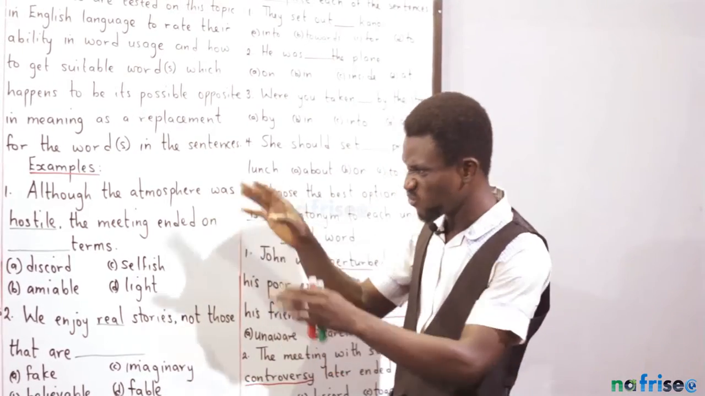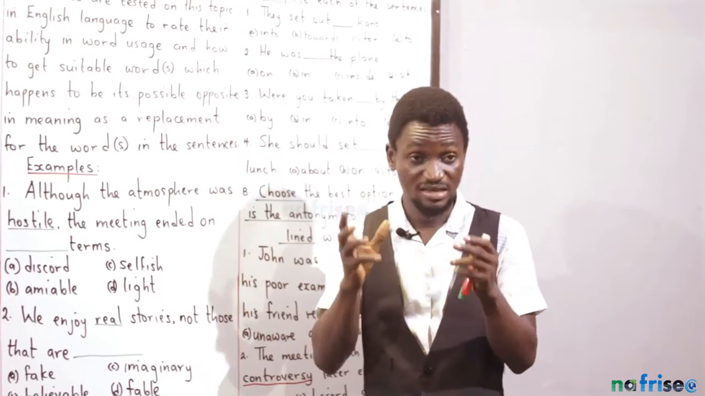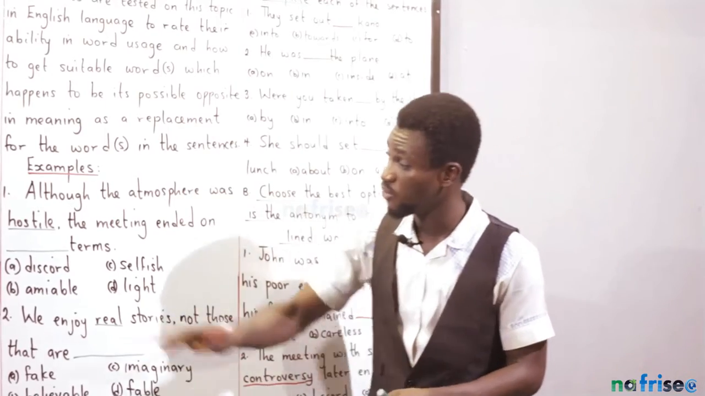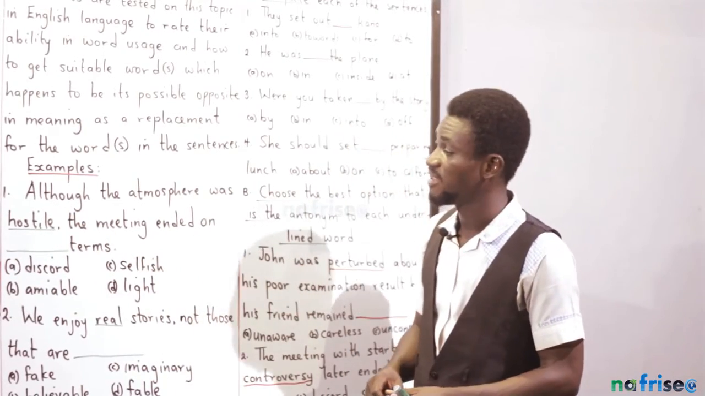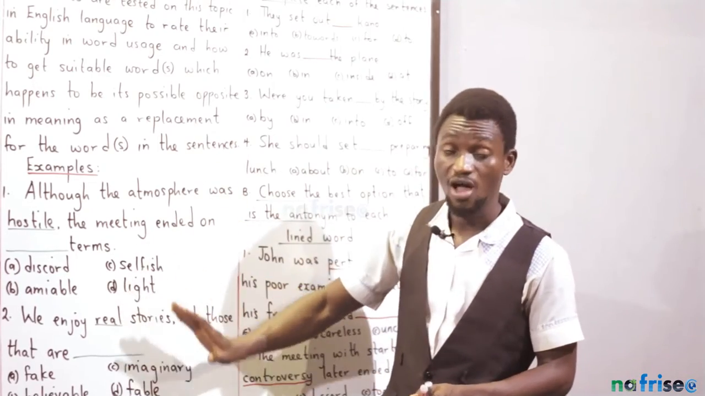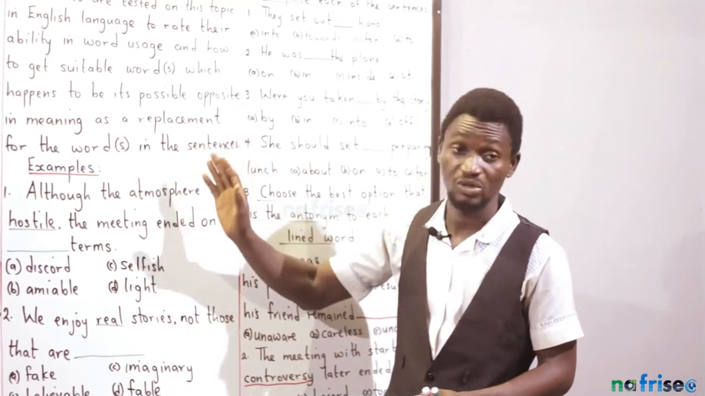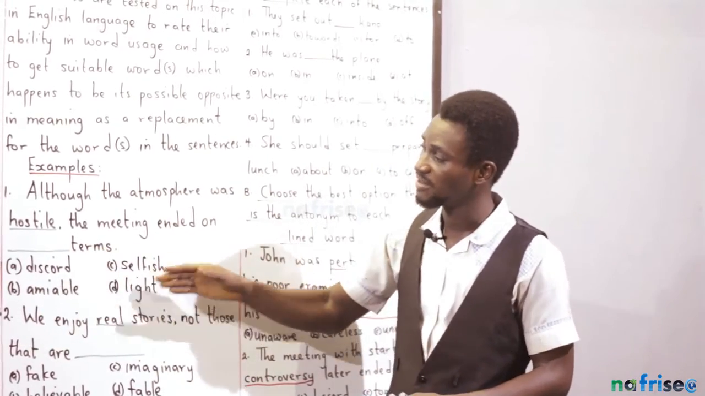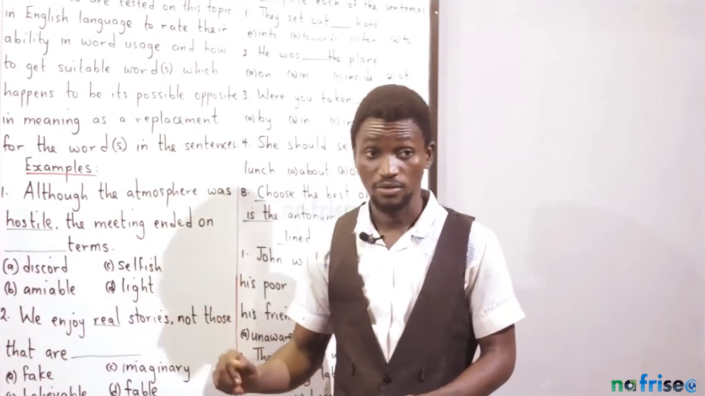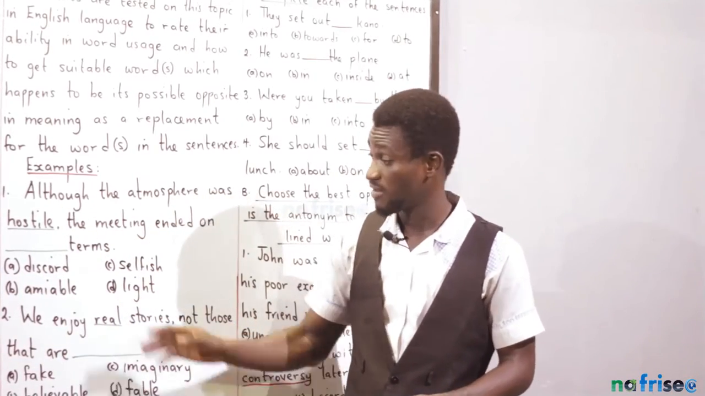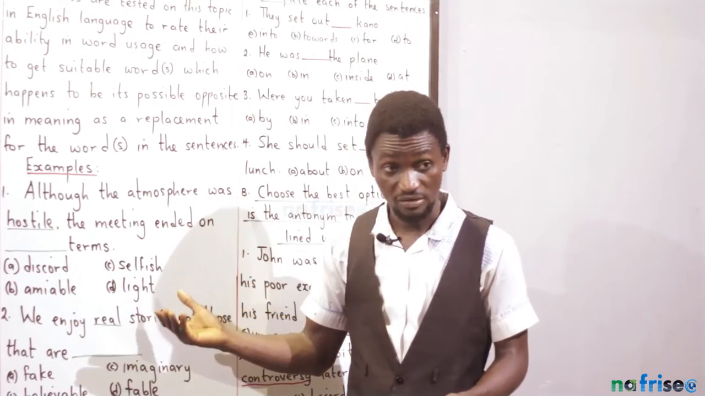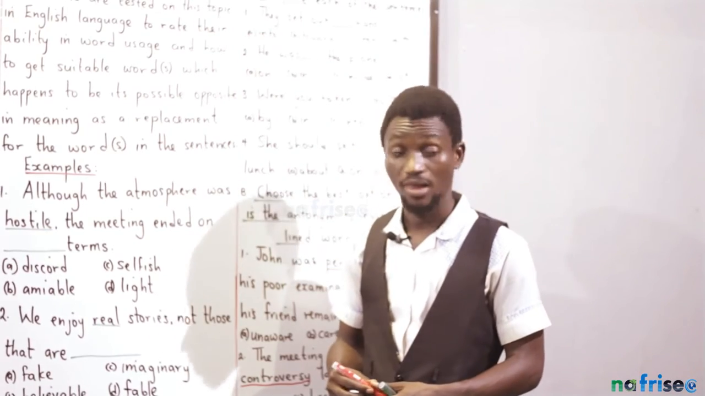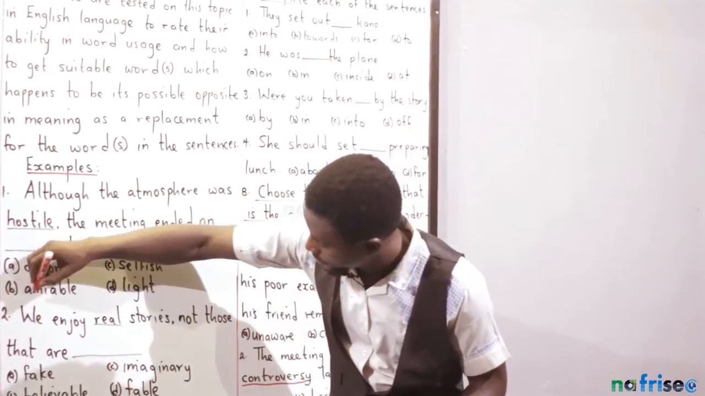So I just want to use this to give examples and an insight on what antonyms are. Now look at this example. Although the atmosphere was hostile, so we have the word hostile here, the meeting ended on dash terms. So this is a replica of how questions will come out under lexical structure when you are dealing with antonyms. Which of these four options would you pick that serves as the opposite of hostile? We know hostile is something negative, so we need to look for something more positive. Is it discord? Is it amiable? Is it selfish? Or light? Definitely it's amiable. That's friendly.